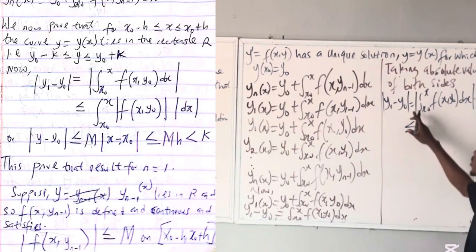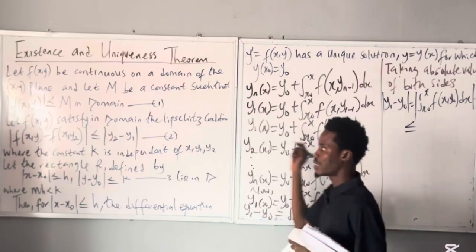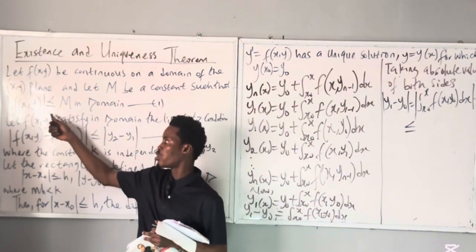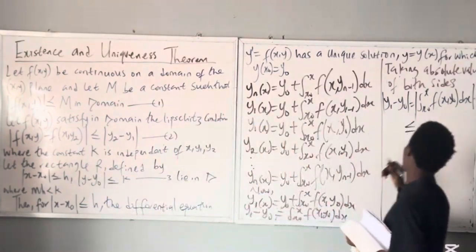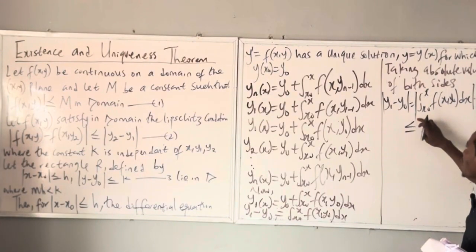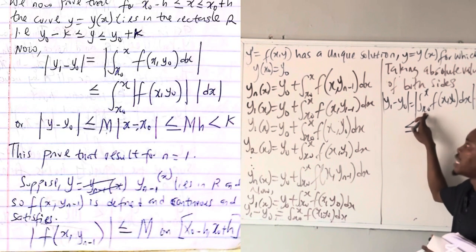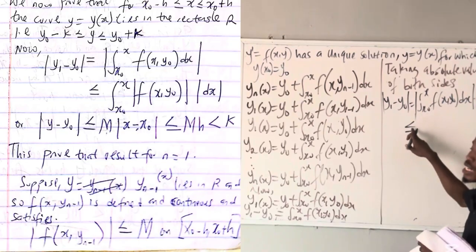You can see it. When this equality sign changes to less than or equal to, yes, it can change because we stated that f of x, y is less than or equal to M. So for it to change from equality to less than or equal to, it means this absolute value is going to only affect the f of x, y, not the integral s naught to x, because of the less than or equal to sign.